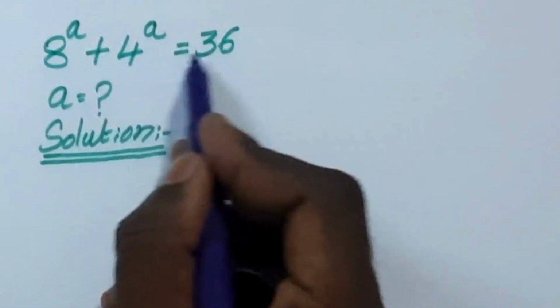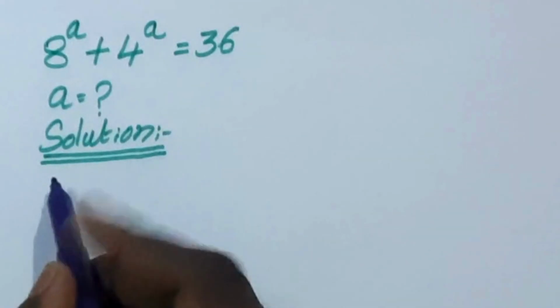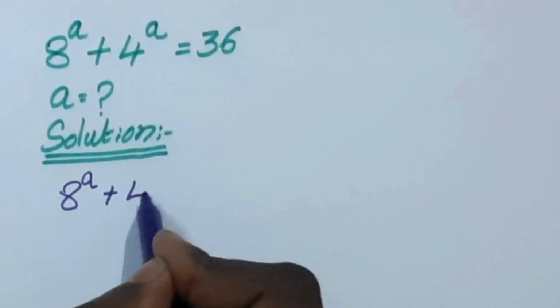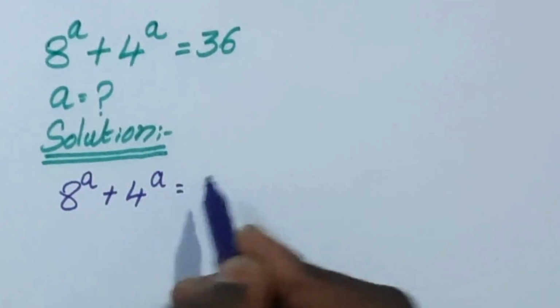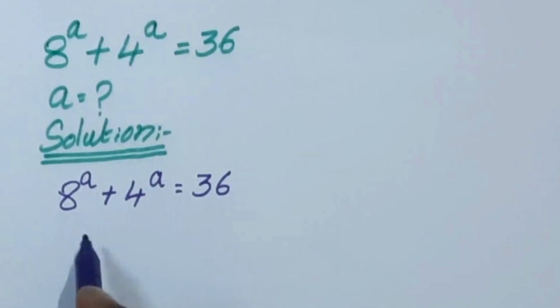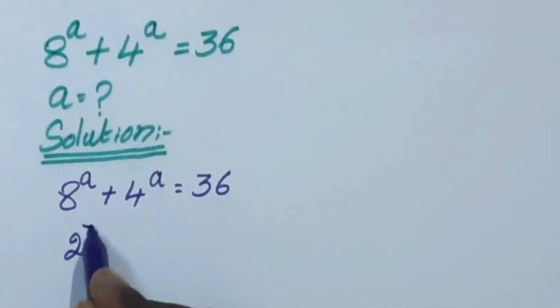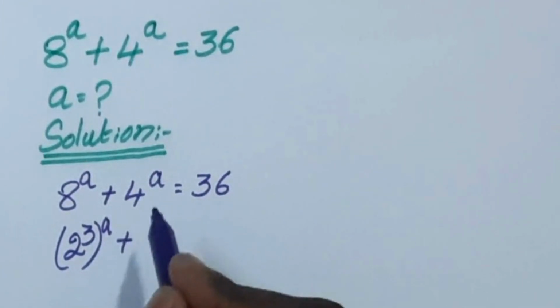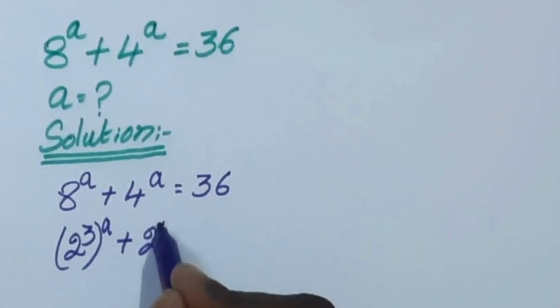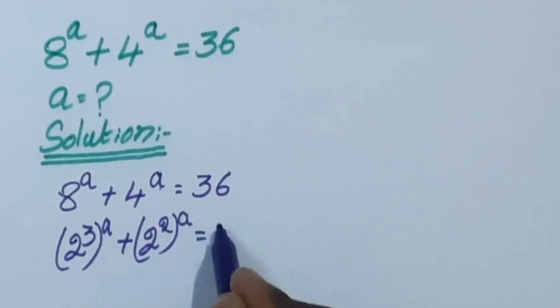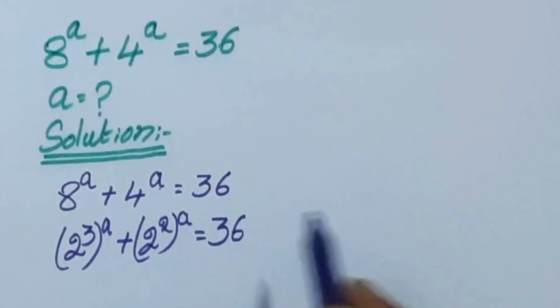Today we are going to solve this problem to find a. Solution: 8^a + 4^a = 36. Now we write 8 as (2^3)^a, and 4 as (2^2)^a, equal to 36.